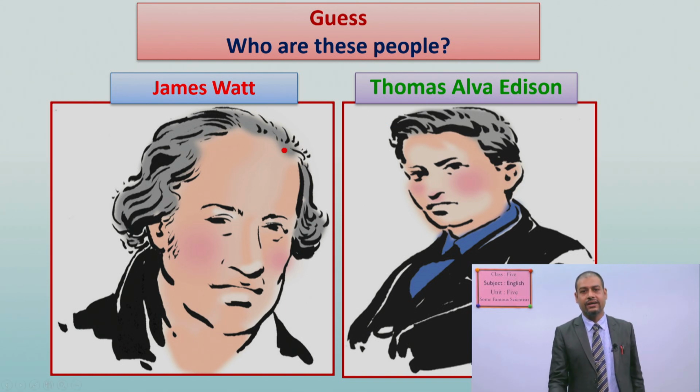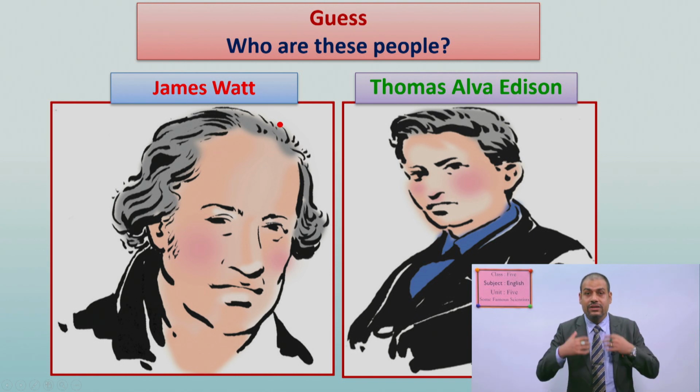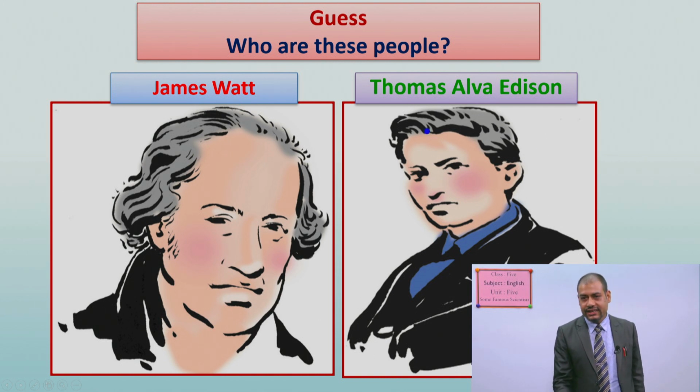So you have to tell their names once again with me, okay? Please be ready. The first picture is James Watt. Please pronounce with me. James Watt. Once again, please. James Watt. And the second picture is Thomas Alva Edison. Once again, please read out with me. Thomas Alva Edison. Who are they? You will know later, okay?